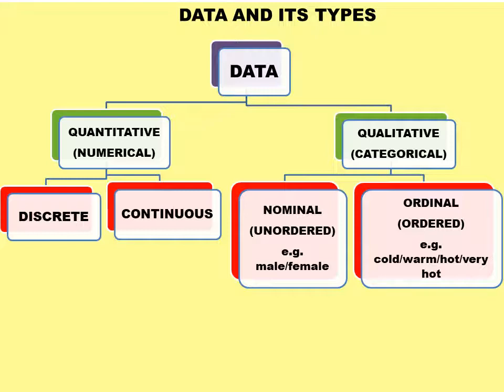So that is nominal. And ordinal means where they are ordered, for example, I have given you an order: cold, then after that it is warm, then after that it is hot, and then it is very hot. So there is a certain order you are following, right? So that is called ordinal, right?